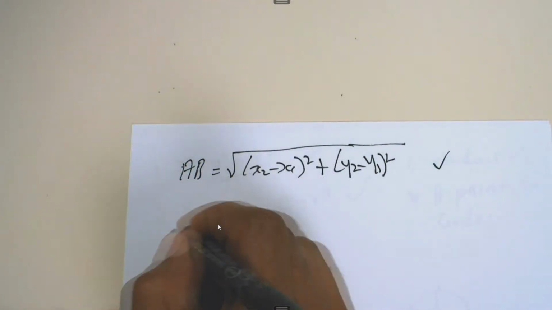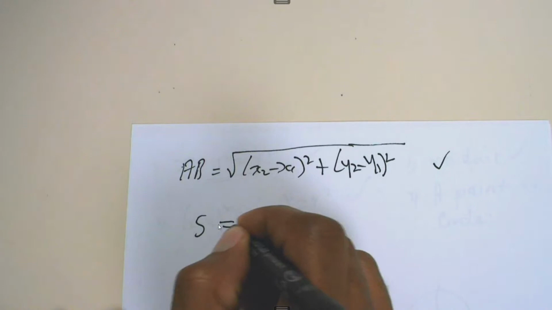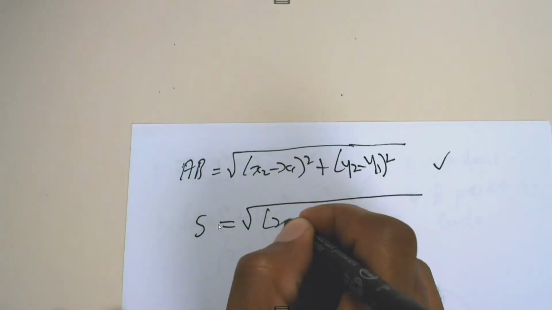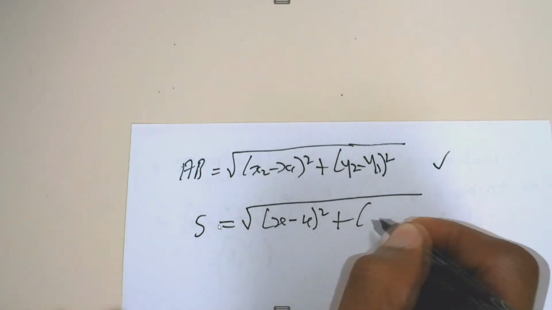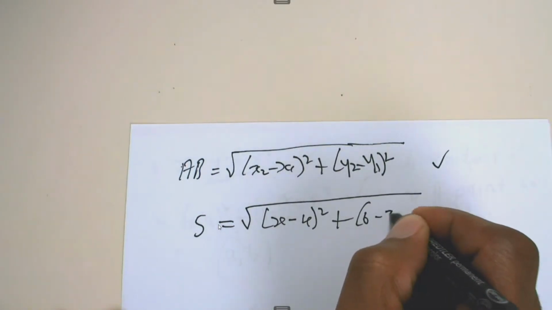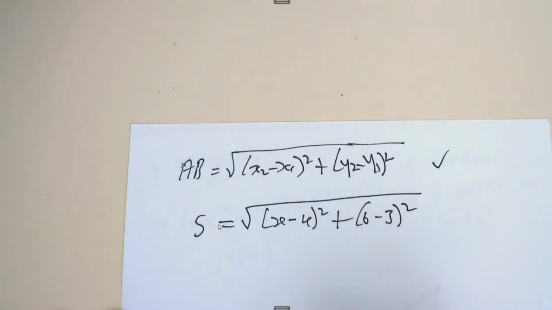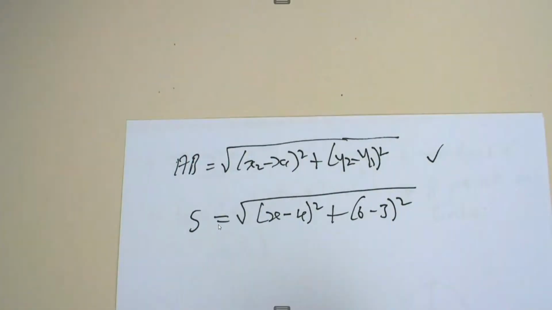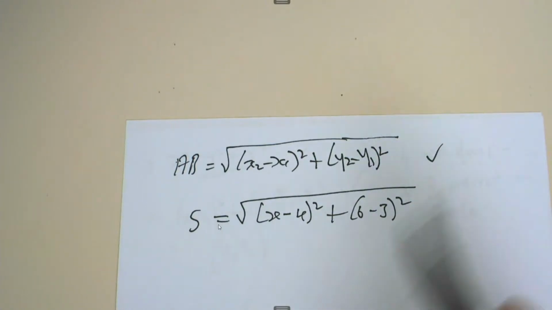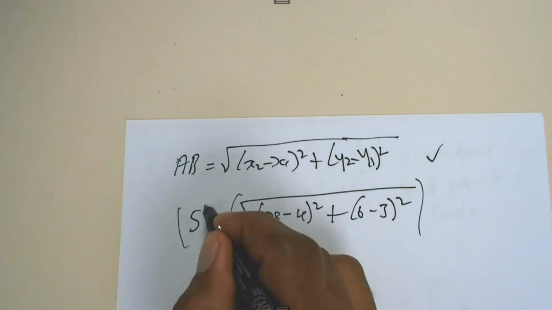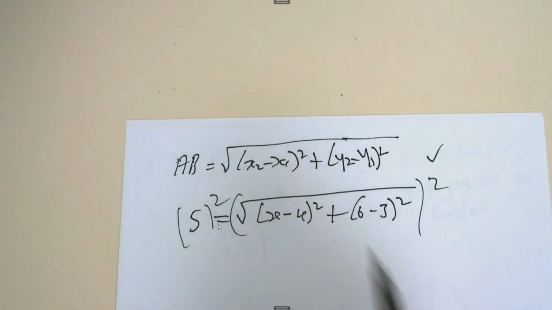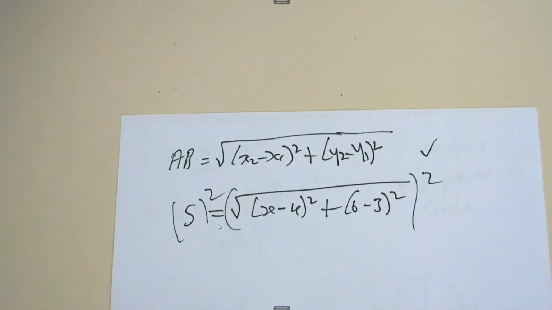Now, if AB is 5, then it means you'll have 5 is equals to the square root. Then you substitute whatever is given. X2 is x minus 4 squared, and plus, then this will be 6 minus 3 all squared. This is the example that I'm just giving as an idea. Right, how will I move now from here? Then you remember, in grade 11, what we are doing when you solve an equation like this one, you would square both sides to remove the square root on the other side. Please keep this in mind.